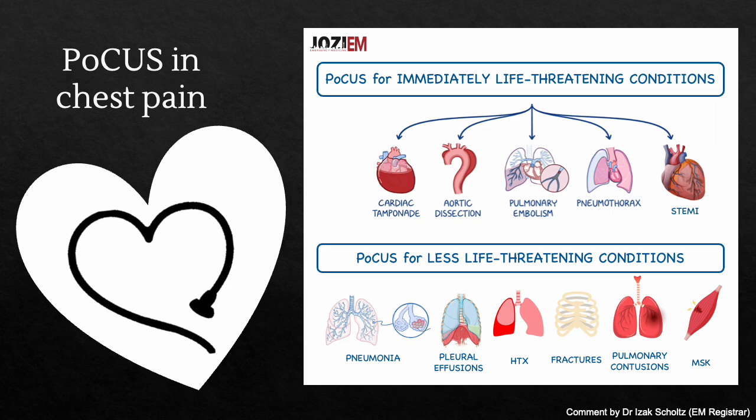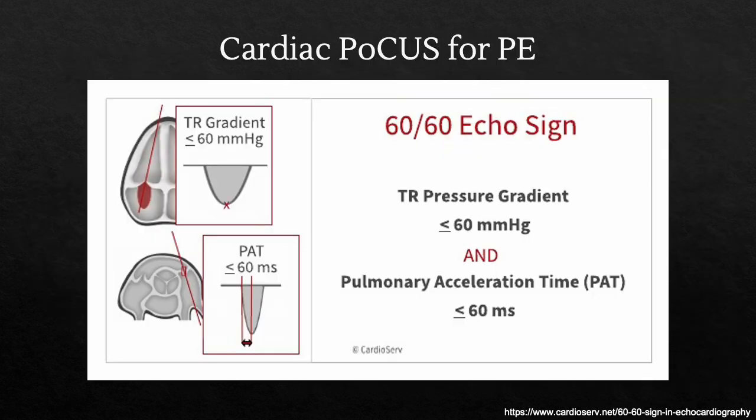Obviously, we work in emergency medicine, so we love ultrasound. Most of these things you can pick up very quickly with ultrasound if you know what you're doing. Just to add, it might be a bit more nuanced. For PEs, you can look at something that we call the 60-60 sign. So you look at tricuspid regurgitation and flow through your pulmonary artery, which can also work.